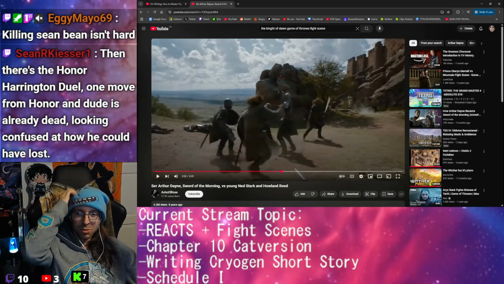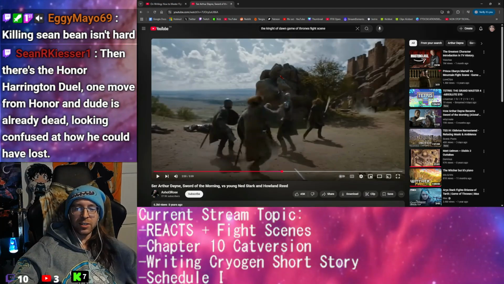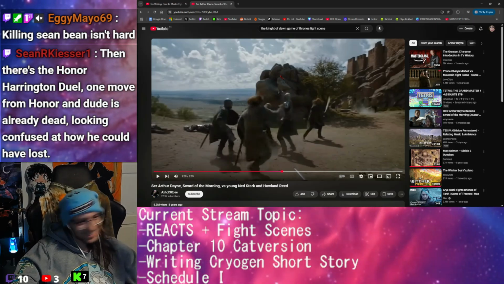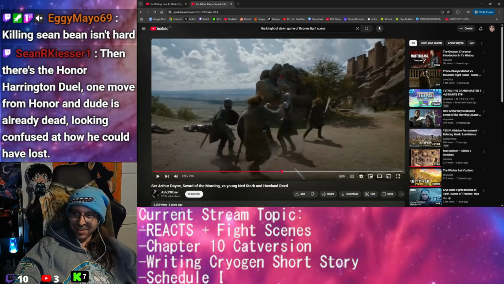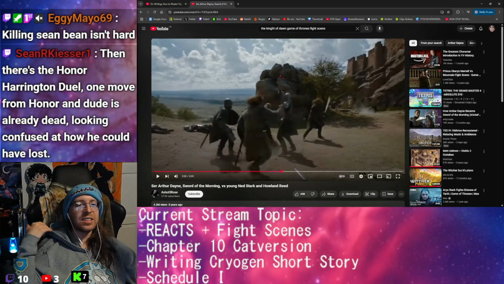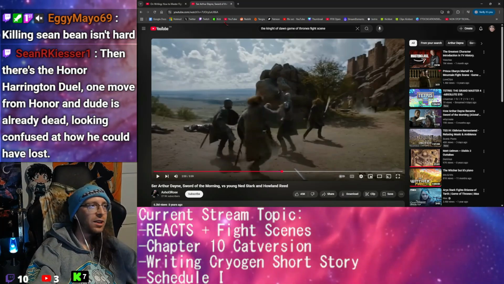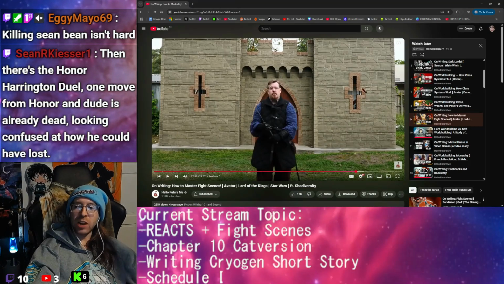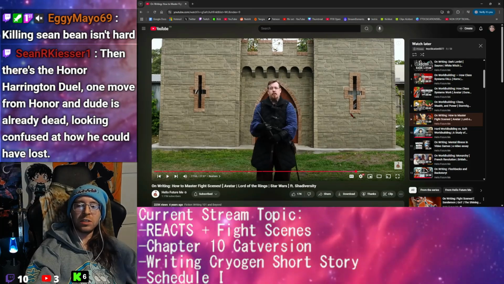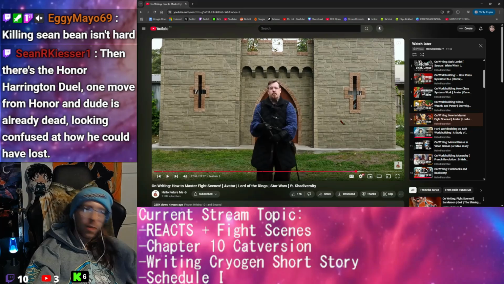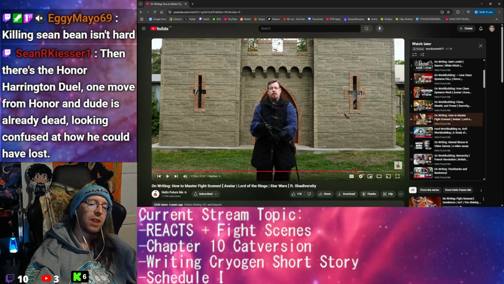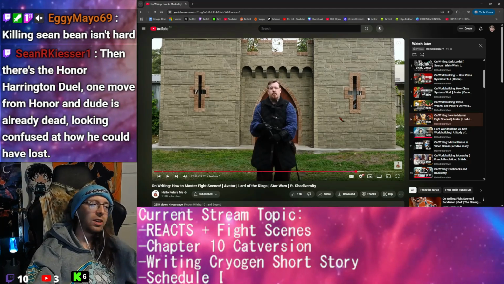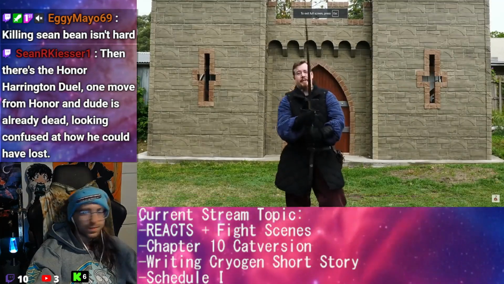Honor Harrington duel. 1 move from Honor, and dude is already dead, looking confused at how he could have lost. Exactly. It's like, what's the tempo of your fight there, right? And what changes the tempo? Changing the tempo there is learning that Sir Arthur Dayne is not to be trifled with. And that's kind of how I want to present the Monarch, and same with Garuda going up against Fafnir. Everyone thinks they're going in with an easy fight, and they come out basically dead.